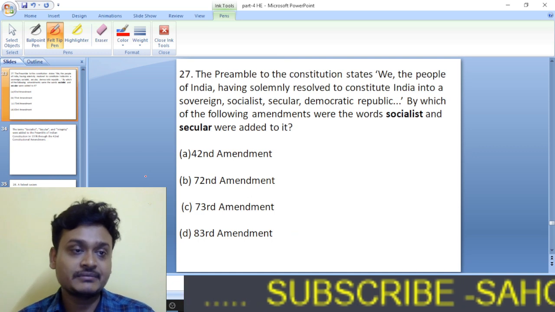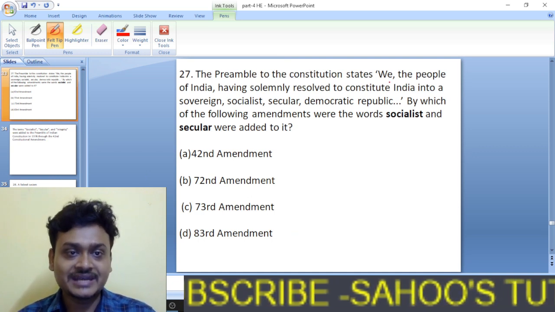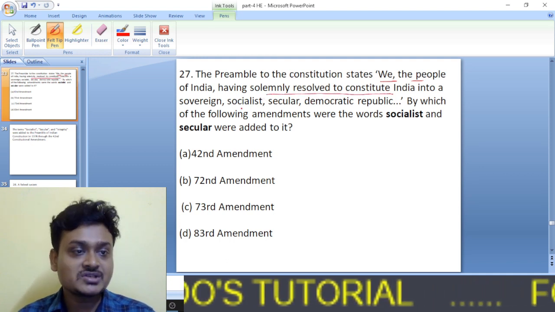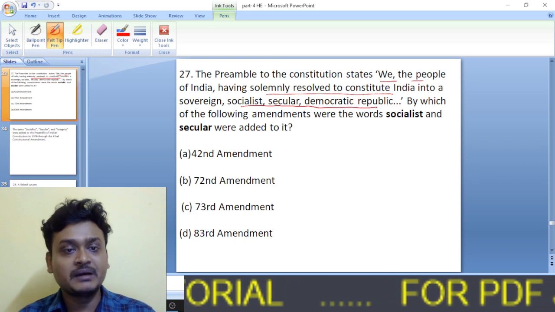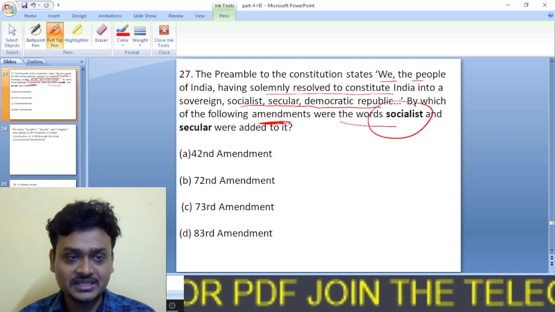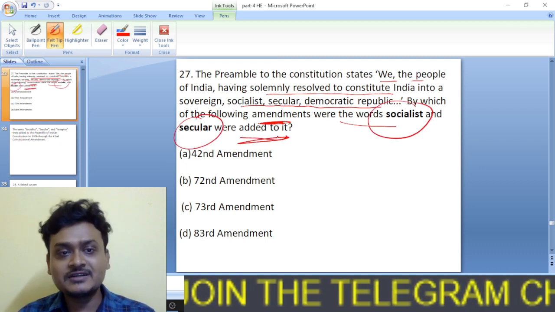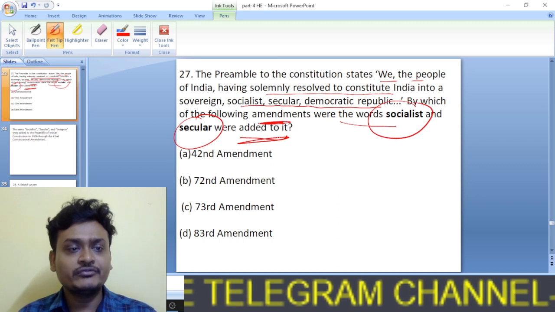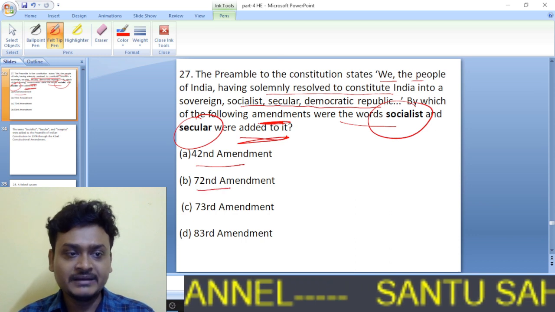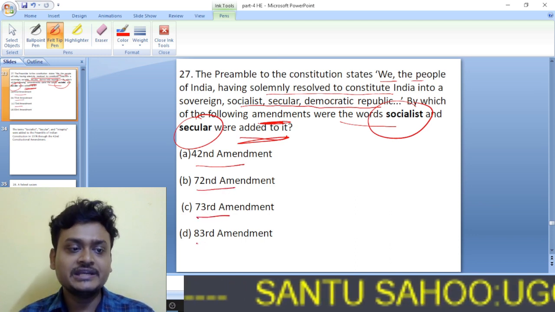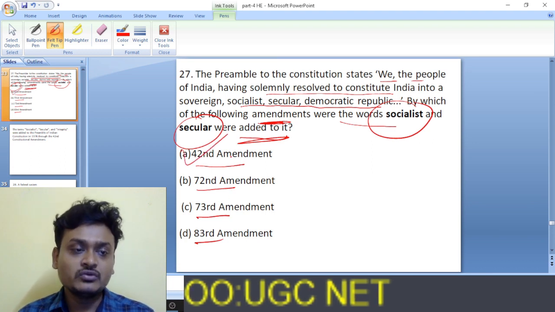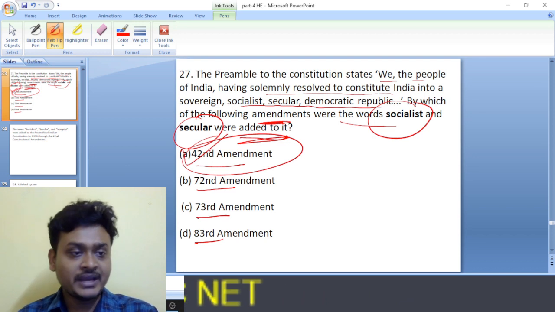Moving on to question number 27. The preamble to the Constitution states that we, the people of India, having solemnly resolved to constitute India into a sovereign, socialist, secular, democratic republic, and dash. By which of the following amendments were the words socialist and secular added? Options are 42 amendment, 72, 73rd, or 83. So here the right option is 42 amendment.